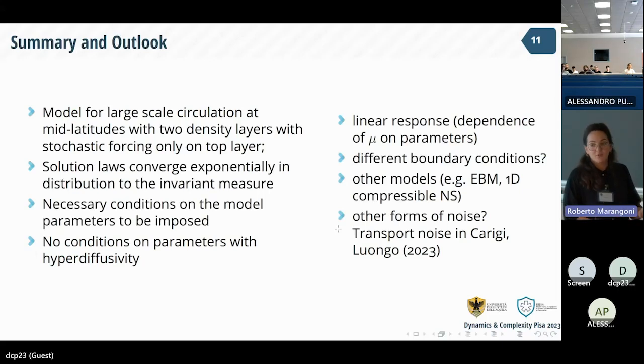And if we have other forms of noise, of course ergodicity and all this framework cannot be used, but can we still retain something on stationary solutions, for example? This is work that I recently did with Eliseo Luongo, where we use a transport noise and try to show that you have convergence to stationary solutions instead.